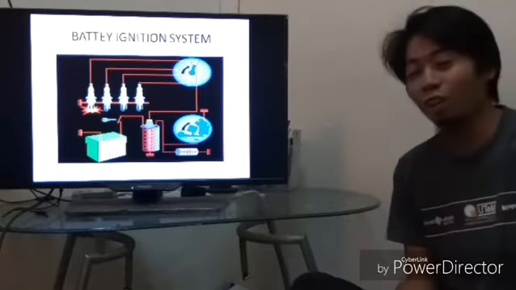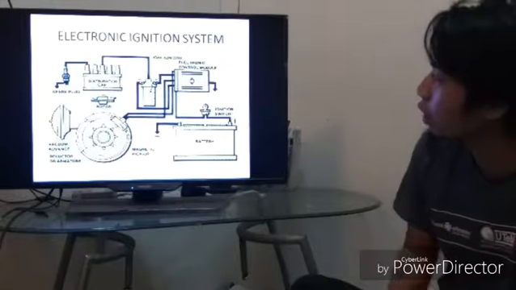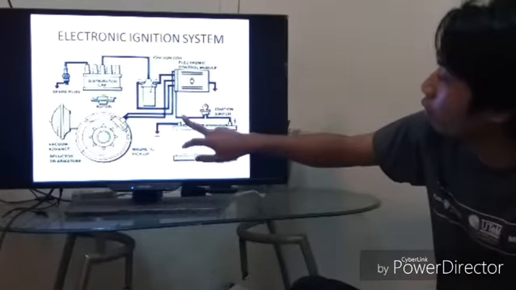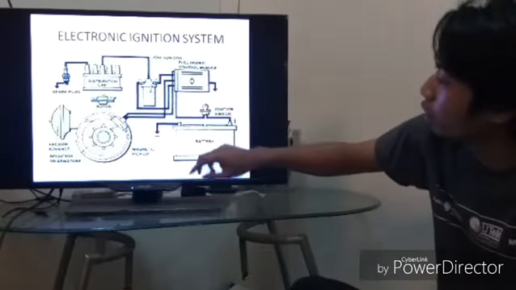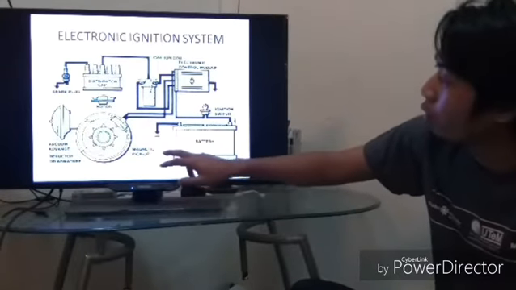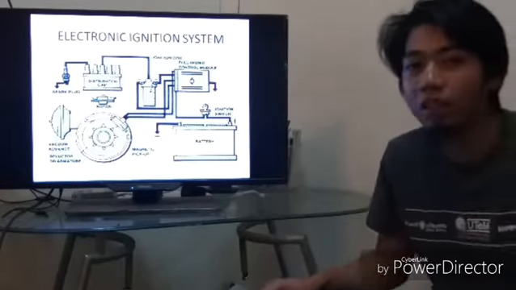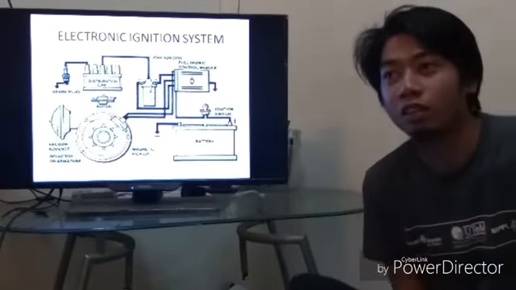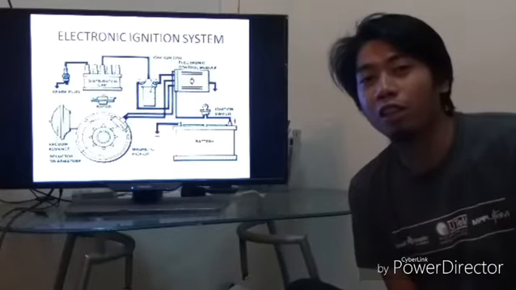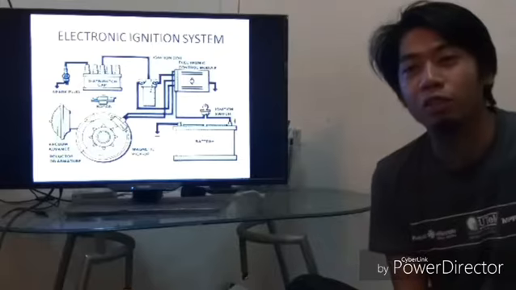After that, all of these ignition systems were replaced by this electronic ignition system that is controlled by a sensor. Because of this, most cars on the road use the electronic ignition system. My friend will explain more about this ignition system in another video.